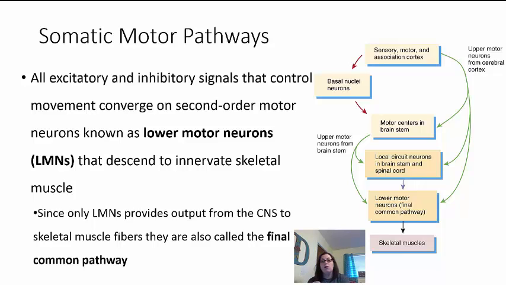Since only your lower motor neurons provide the output from the central nervous system to skeletal muscle fibers, they're also called the final common pathway, because they're the one that finally talks, that's the final part, to a skeletal muscle. And over here you have kind of a flow chart that shows you.